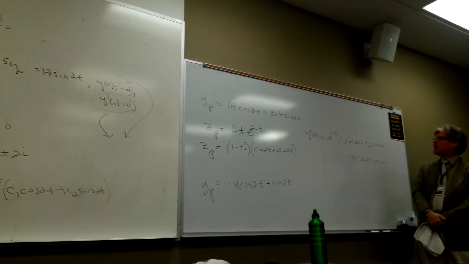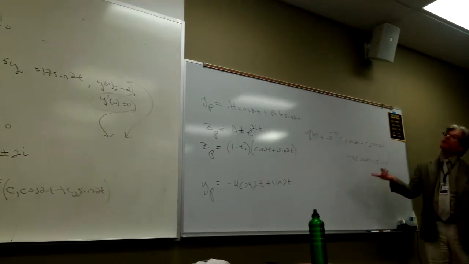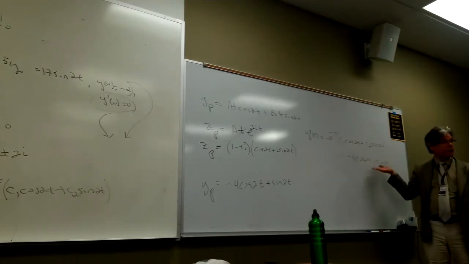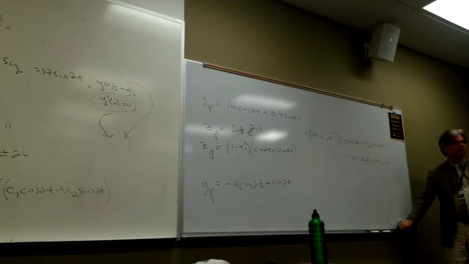Basically what's going to happen is you find a value for C1. Now, if I were to differentiate this function one time, then I can use a second initial value condition.